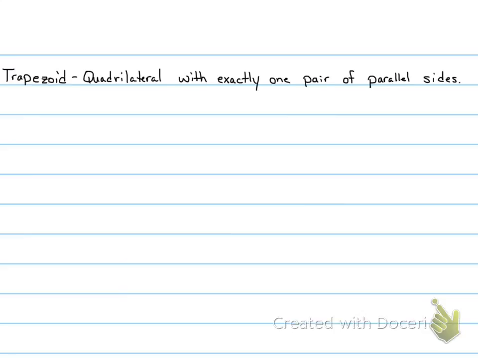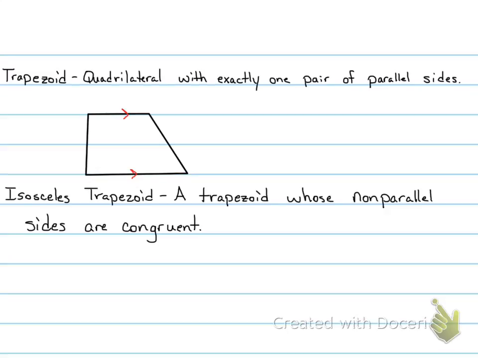A trapezoid is a quadrilateral with exactly one pair of parallel sides. That's not the most common trapezoid. The one that most people know that a trapezoid looks like is going to be an isosceles trapezoid. An isosceles trapezoid is a trapezoid whose non-parallel sides are congruent. So it looks something like that.